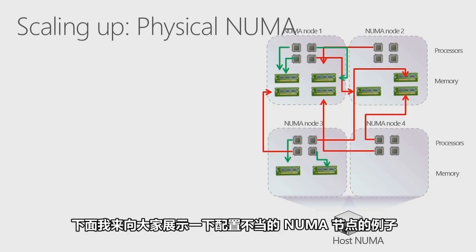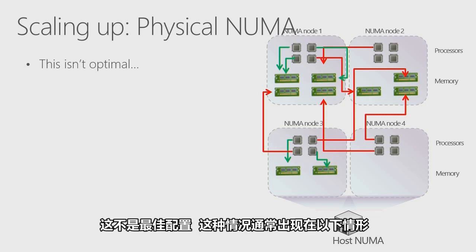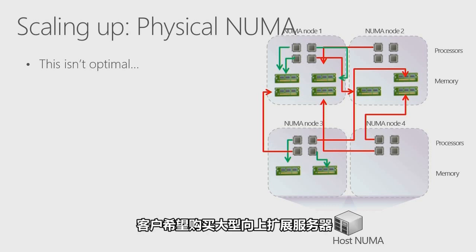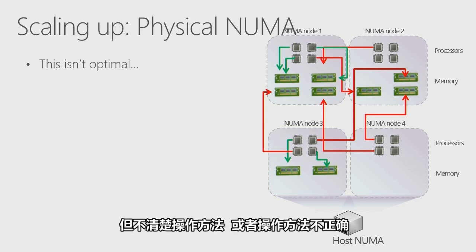Well, let me show you what bad NUMA looks like, and unfortunately I've seen this a couple of times over the years. This is a non-optimal configuration. Usually I see this when someone decided to buy a big scale-up server and decided to not fully populate it, or tried to reduce their costs, and they bought the very minimal amount of memory and said, over time we'll add more memory to it, but they don't understand how to do it, or they do it in the wrong way.